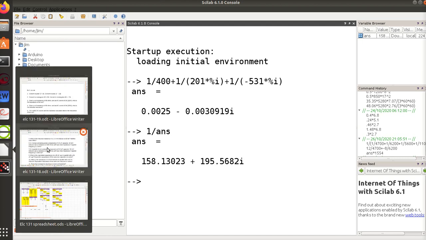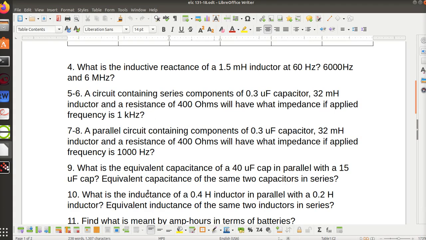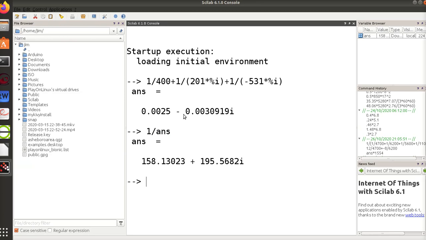And I think this is probably a good place to stop this video. Yeah, this is a good place to stop the video. So I got through 7 and 8. Let's go back to Scilab so y'all can see that.